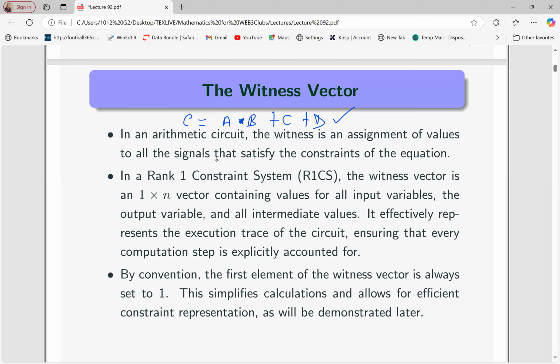So that means this person should give us a witness. What do you mean by witness? If he claims to know what C is, this person is supposed to give us some A, give us B, give us C, give us D, and give us C without revealing the exact C. So it's just giving us some numbers.